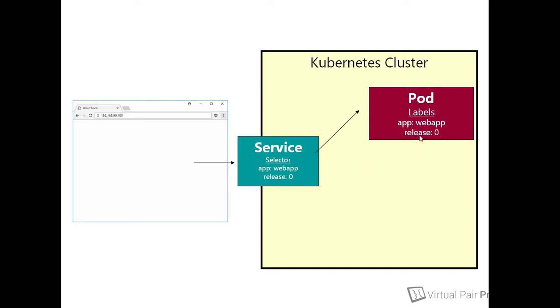So we're going to add an additional label, and this is going to be a release label. Remember, these labels are arbitrary. So we'll label our pod release: 0. Now we can add that into the selection rules. And the way this works is it's an AND. So this service is going to select any pod which has a label of app: webapp, and a label of release: 0. So once we've added that label, we're going to end up with exactly the situation we had before, where this service is exposing a port to the outside world, and it's forwarding the traffic to our pod.